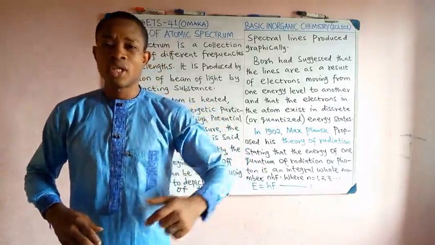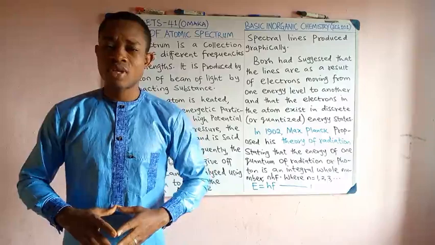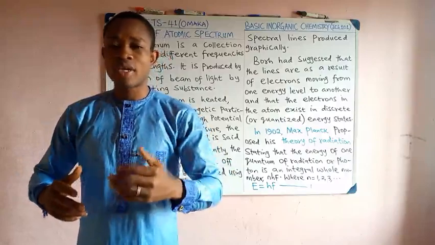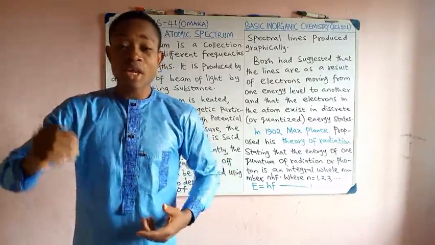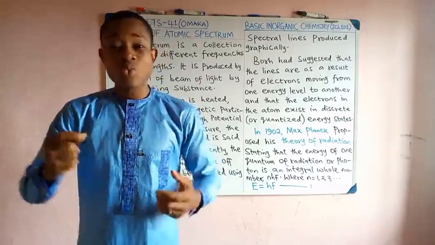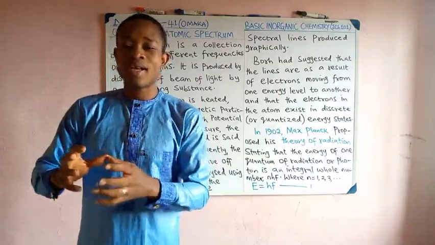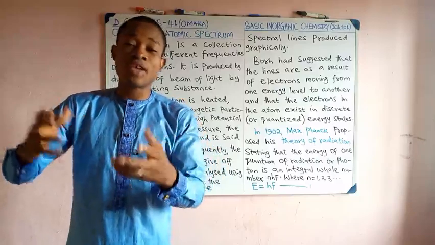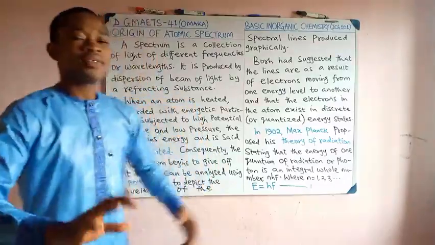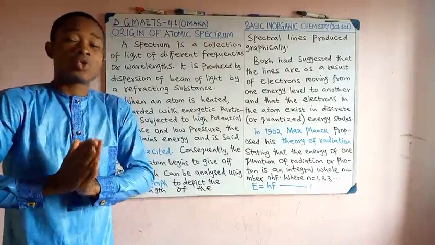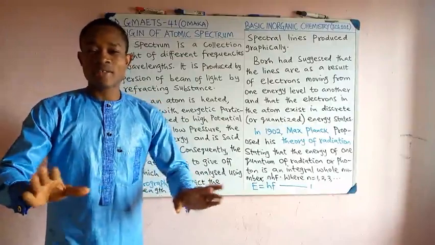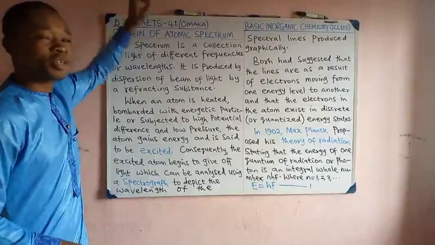Bohr suggested that when atoms are excited, the electrons move from one energy level to another energy level, leaving traces of lines of characteristic frequency, with wavelengths defining them, and that these electrons move with energy which is quantized, discrete, having specific values. Now this whole idea gives rise to what we refer to as the spectrum. And so we start by asking the question, what is a spectrum?